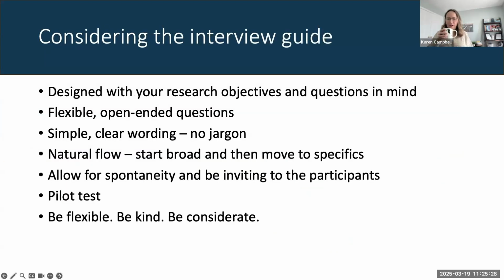When you're considering your interview guide, always start with your research objectives and your questions. And I actually think it's a great idea to post them on the wall in front of your computer, so that you've got your research question and your objectives clearly laid out, and they're always at the front of your mind, because those questions should be exactly what you are going in with.